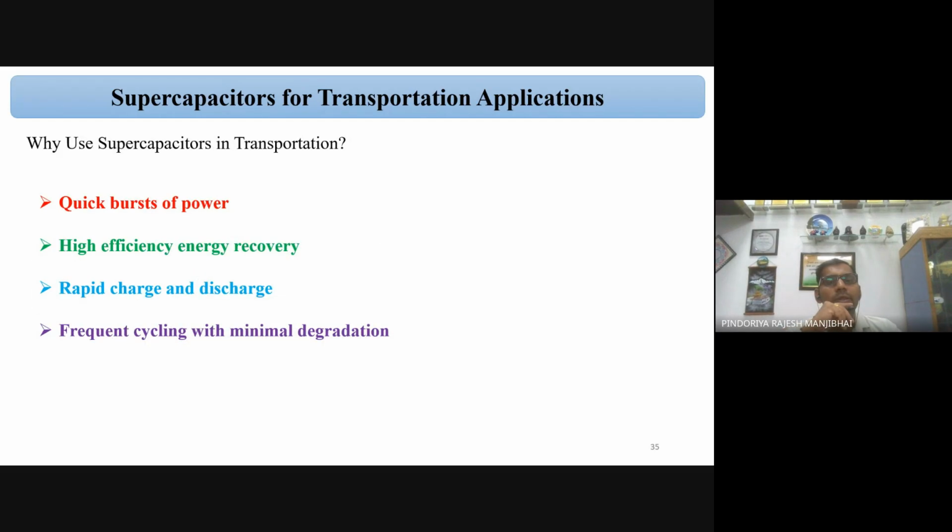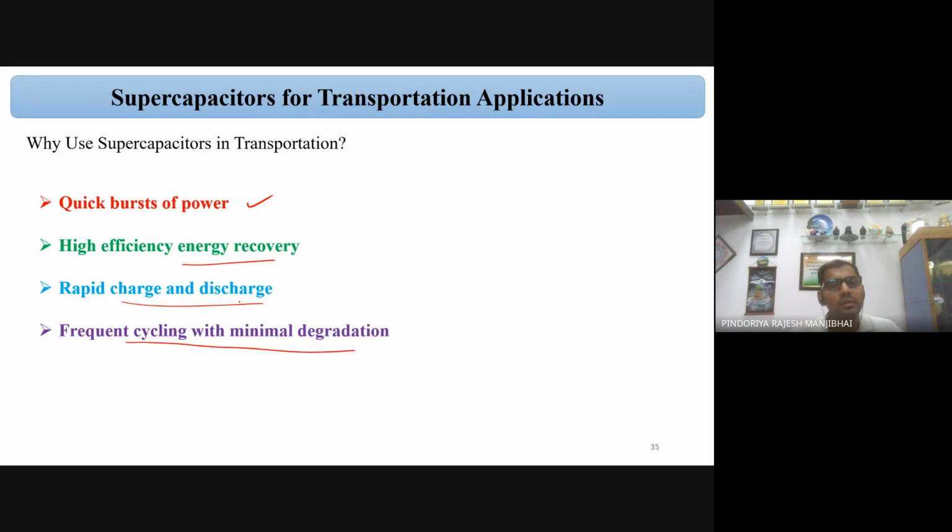Why use the supercapacitor for transportation? In transportation, we need a quick burst of power, because we have a huge amount of energy, correct? So we can get the power quickly, with high efficiency energy recovery, rapid charge and discharge, and frequent cycling with minimum degradation. In the battery, over time it will degrade. But in the supercapacitor or ultracapacitor, it is minimal. So that's why people are going to use supercapacitors in electric vehicles also in the near future.